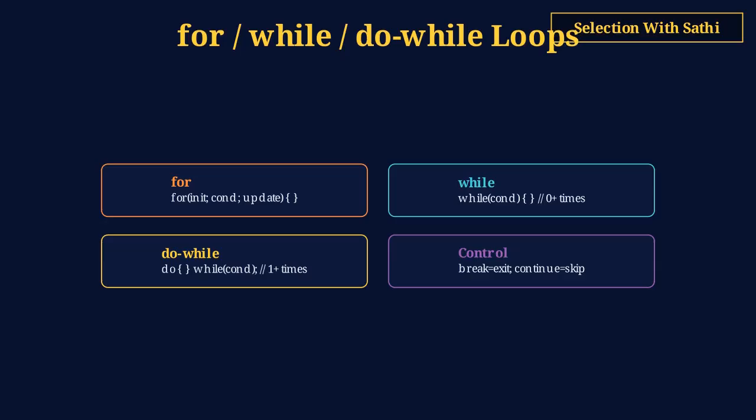Break exits the loop entirely. Continue skips the rest of the current iteration and jumps to the next one. With nested loops, break only exits the innermost loop.